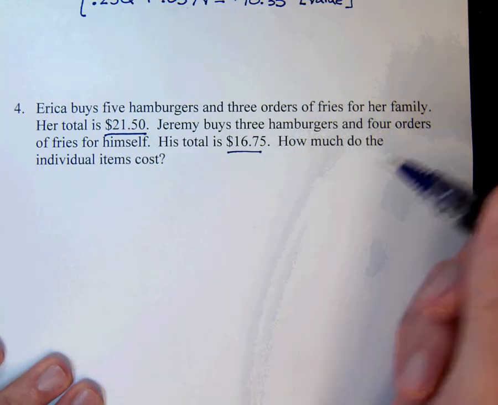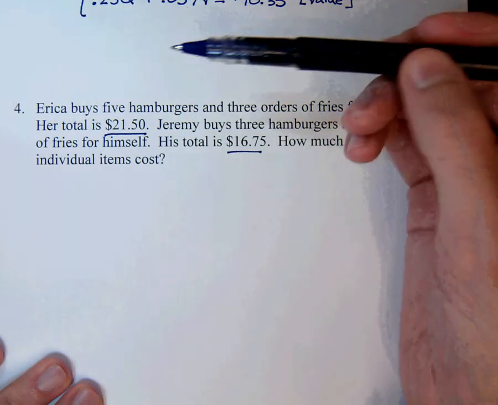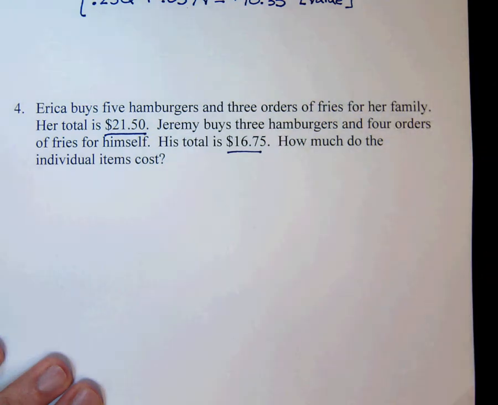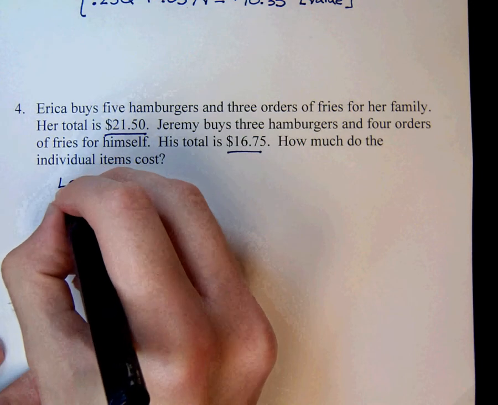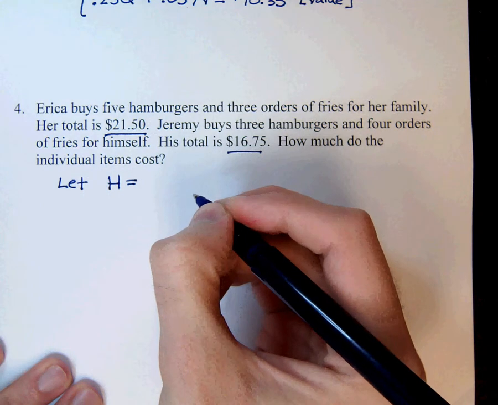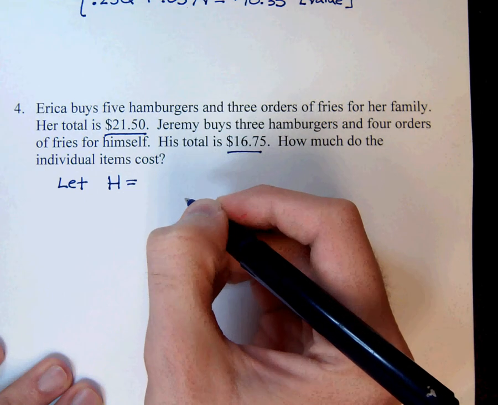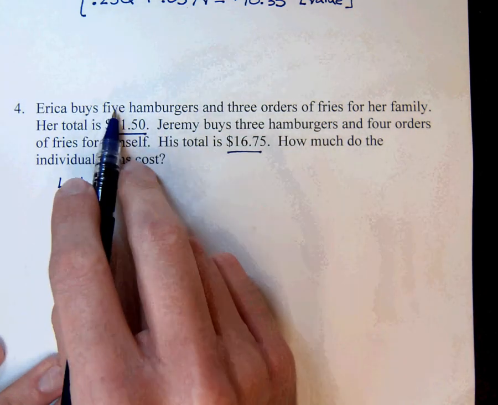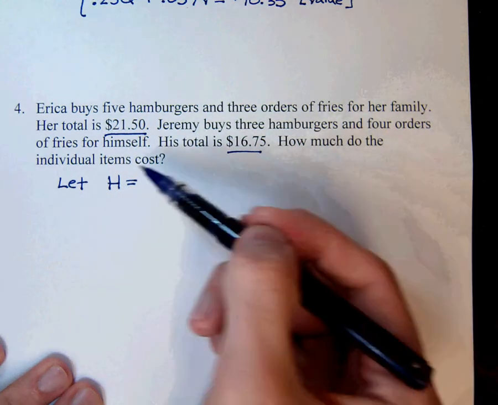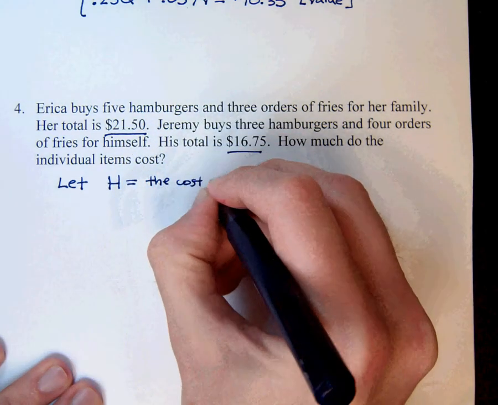Well, what are we looking for? We're looking for how much each item costs. And the items that we are concerning ourselves with are hamburgers and orders of fries. Well, we could use x and y, but again, let's make these variables make more sense for the problem. So let's let h equal what? Hamburgers? Not quite. What is it about the hamburgers? Is it the number of hamburgers? Well, no, because we know that Erica has 5 and Jeremy bought 3 hamburgers. What we're specifically looking for is the cost of that item. So let h equal the cost of 1 hamburger.